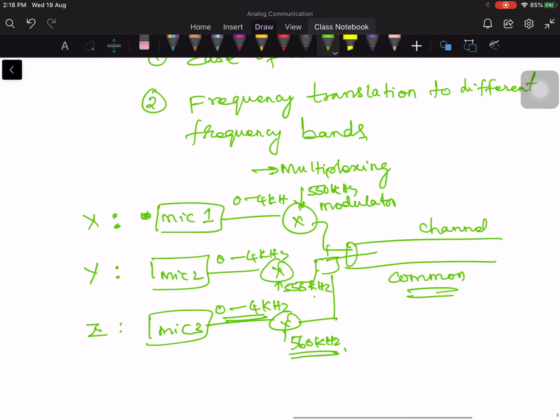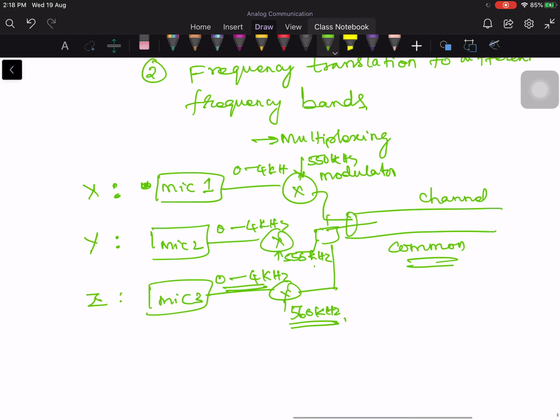And the third point is to avoid bands with noise and interference, because certain frequency bands are highly noisy or there is a lot of interference in those frequency bands. Okay, so that's all about the need for modulation.